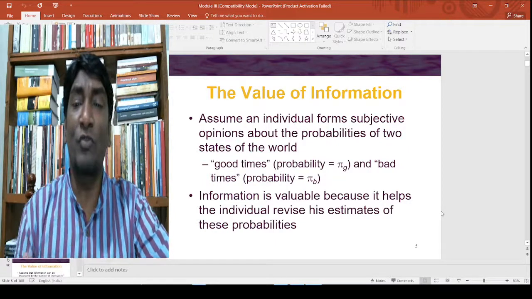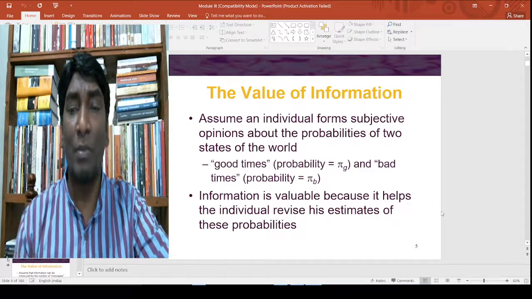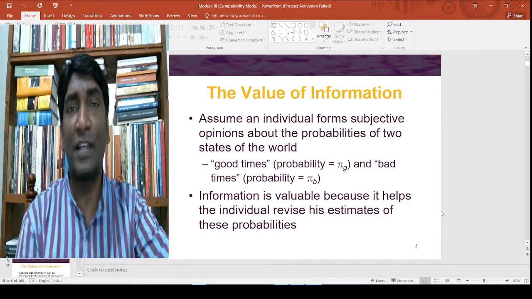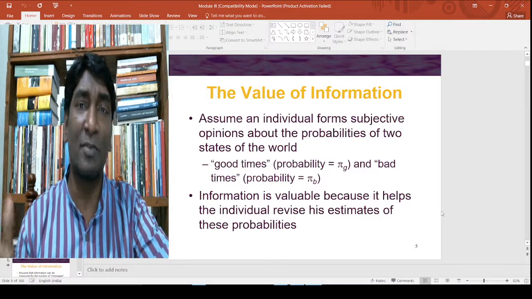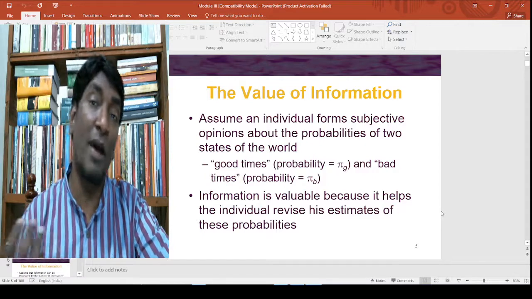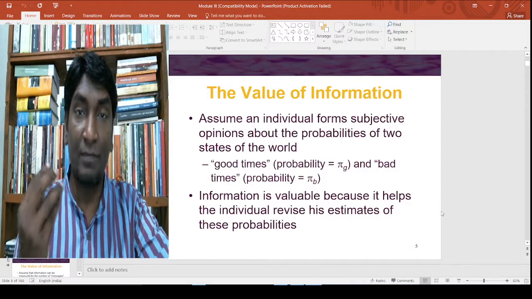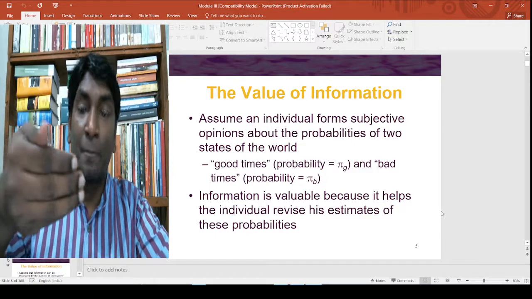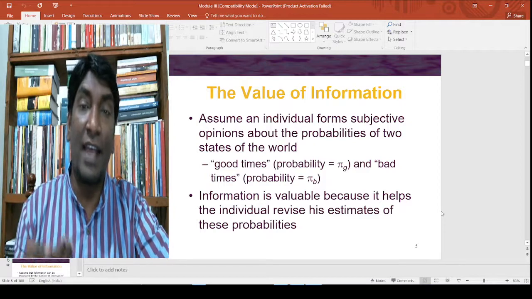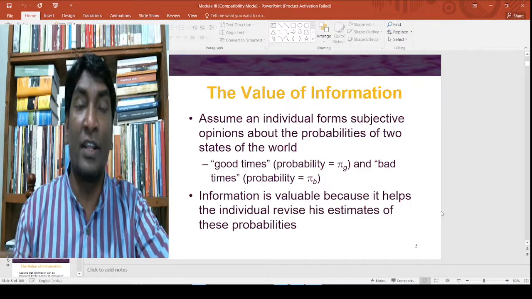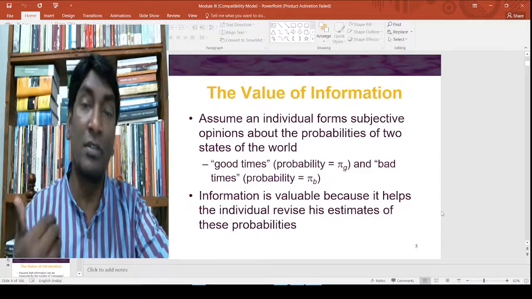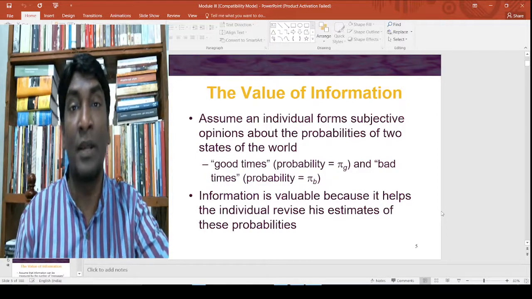Now, assume an individual forms subjective opinions about the probability of two states of the world. Let us call the first world a good world, and the other a bad world. The good world and bad world are only metaphoric. The good world follows from the fact that people have very good information; they are highly informed. The bad world is one with bad information, or information that is not properly disseminated.